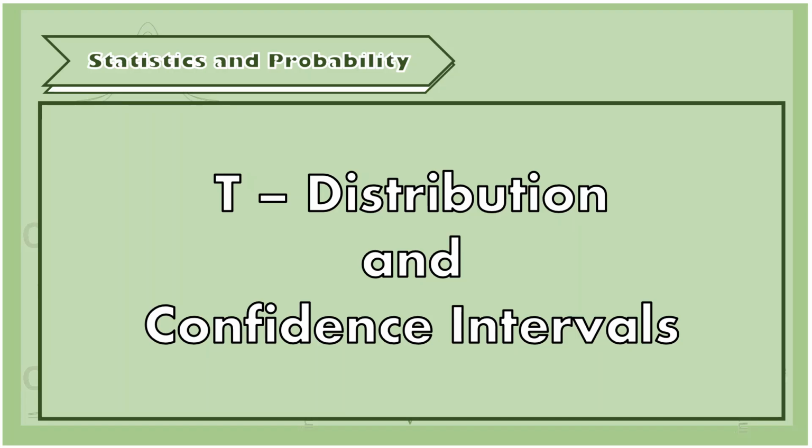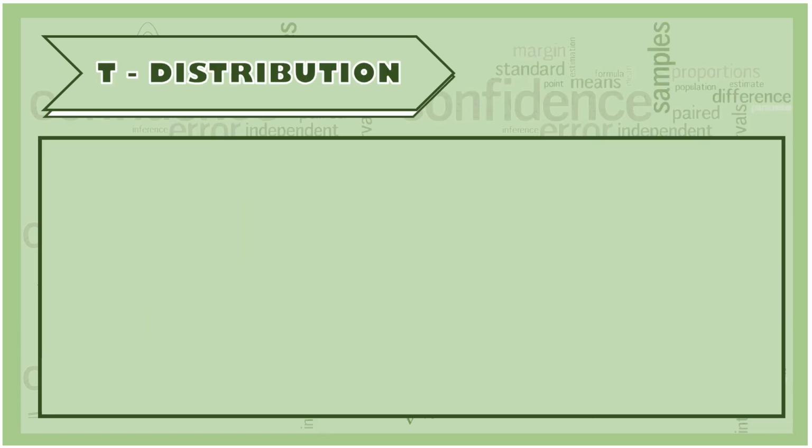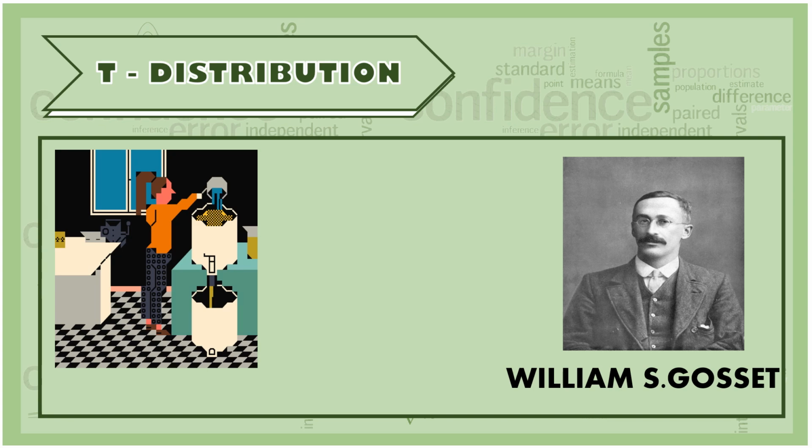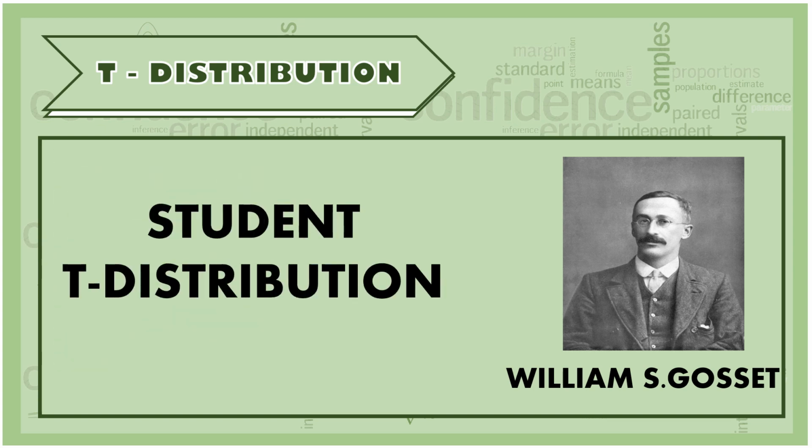Let's have the discussion about t-distribution and confidence intervals. The t-distribution was formulated in 1908 by an Irish brewing employee named William S. Gossett. Gossett was involved in researching new methods of manufacturing beer. Brewing employees were not allowed to publish the result, so Gossett published his findings using his pen name, Student. Hence, the t-distribution is sometimes called Student's t-distribution.